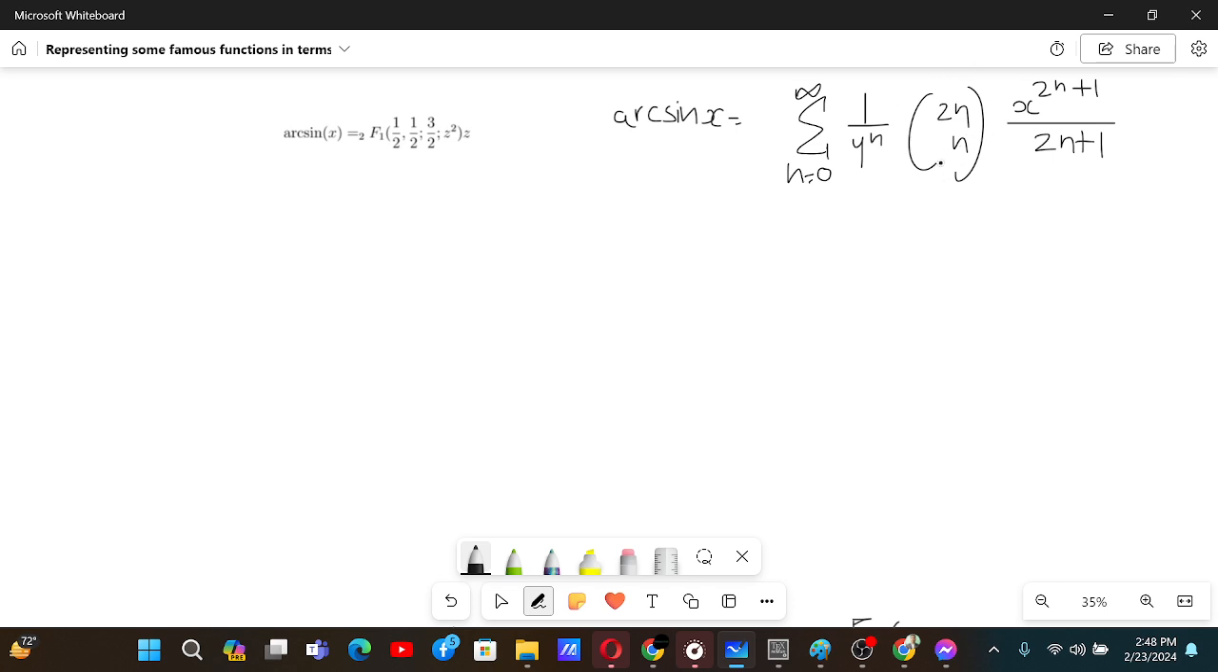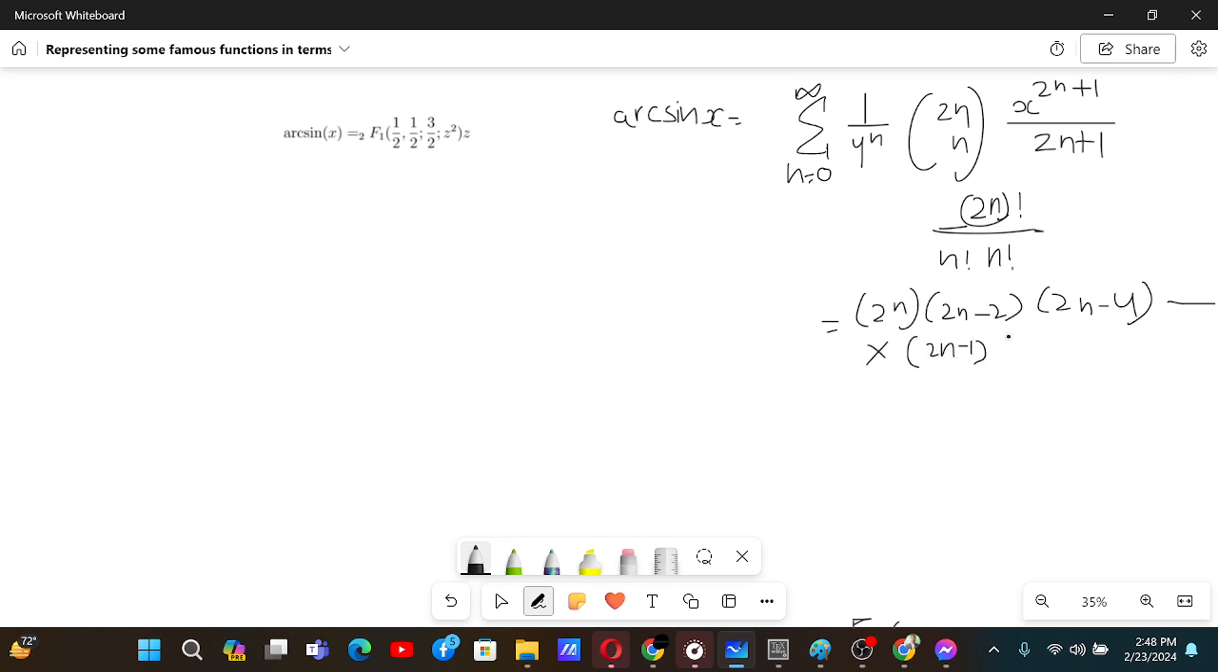Now, let me first find an alternative form for this 2n choose n, so that it will be easier later on. So 2n choose n is basically 2n factorial by n factorial times n factorial. Now 2n factorial can be written as 2n, 2n minus 2, 2n minus 4, and so on, and also 2n minus 1, 2n minus 3, and so on up to 1.